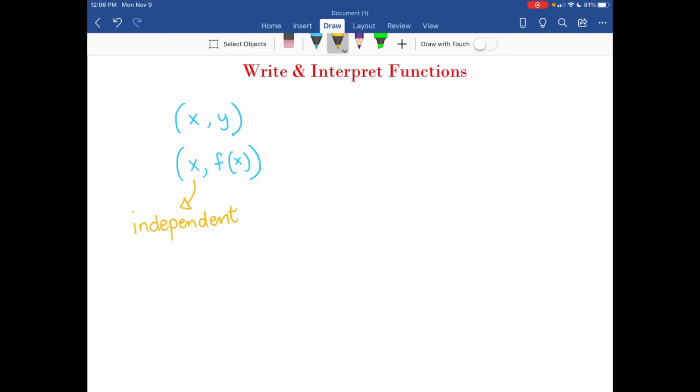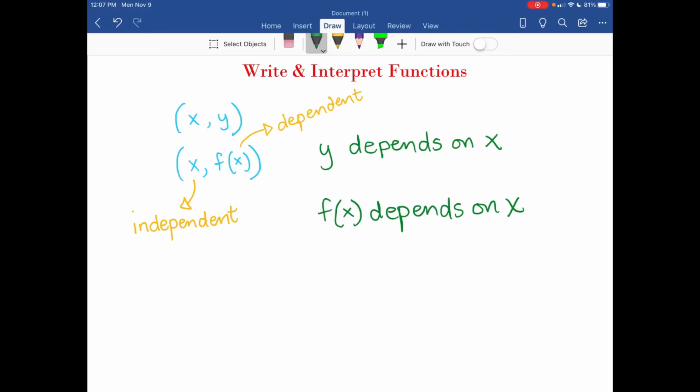And in this ordered pair, x is expressed as the independent variable, and f of x is defined as the dependent variable. So we're pretty much saying that the y, or the f of x, depends on x. And just like independent sounds, that's exactly what it means. That x value can stand alone, but the f of x depends on that x value. Let's do a couple of different examples.